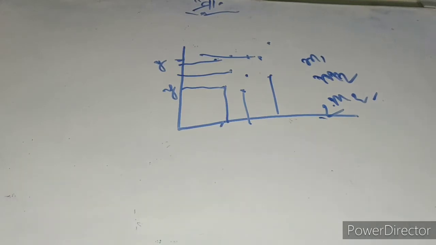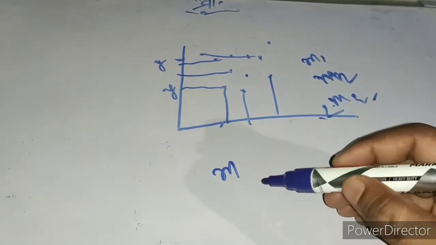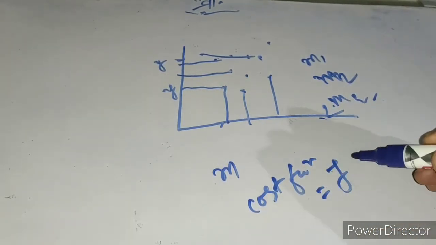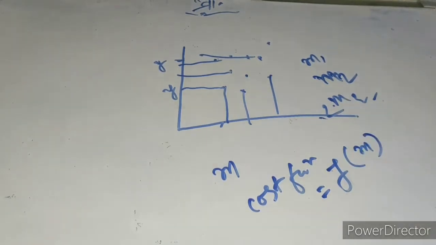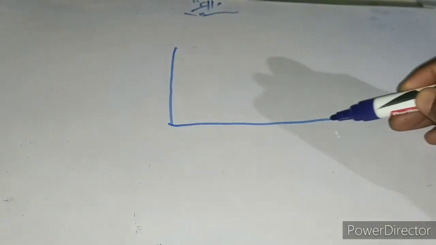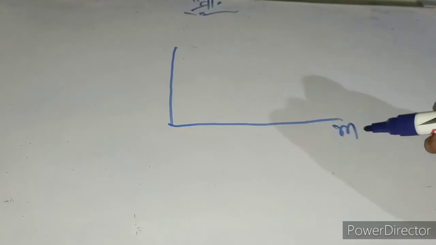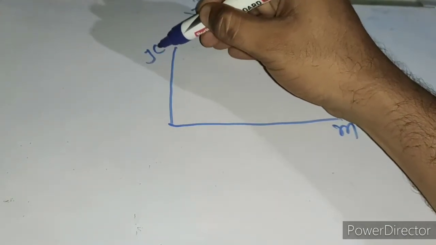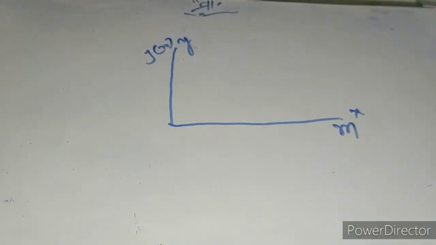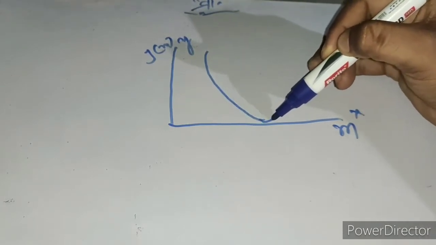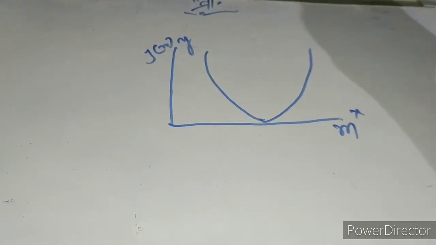So here, for each m value there is a cost function, and the cost function is represented as J of m. So here J of m is the cost function and m is the slope. If we plot the graph between the m value, which is the slope, on the x-axis, and the cost function J of m on the y-axis, then the graph is something like this. This is the graph which is observed.